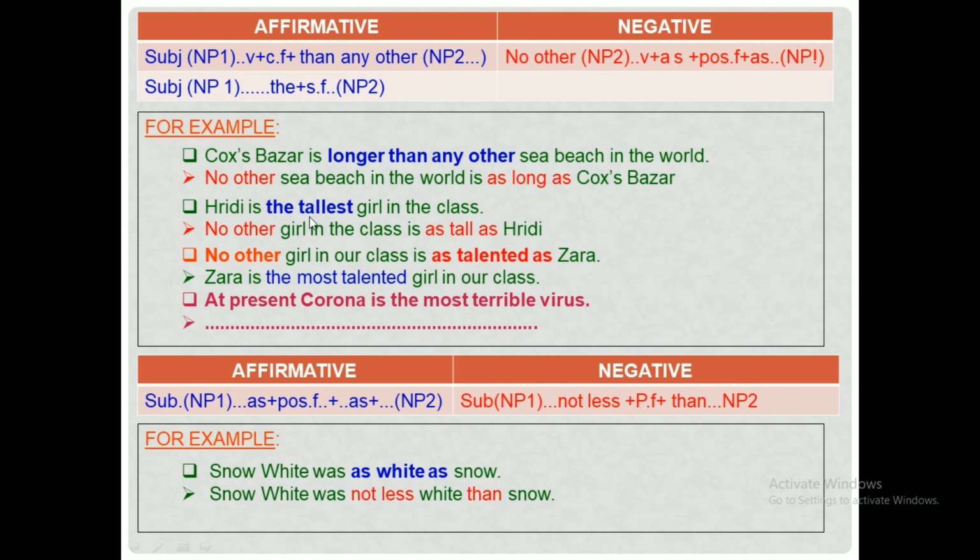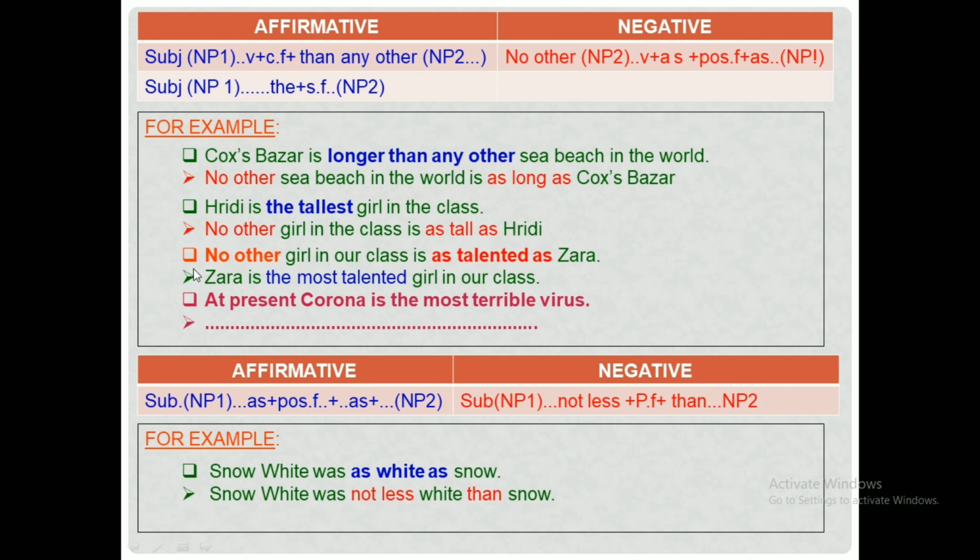We have to follow the second rule following the first example. We have to write no other at first, then NP2, then verb is, then as plus positive form tall. After that as, and lastly we'll use NP2. And so our answer will be: no other girl in the class is as tall as Riddhi.